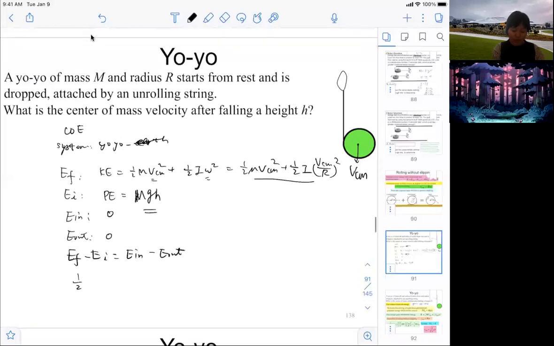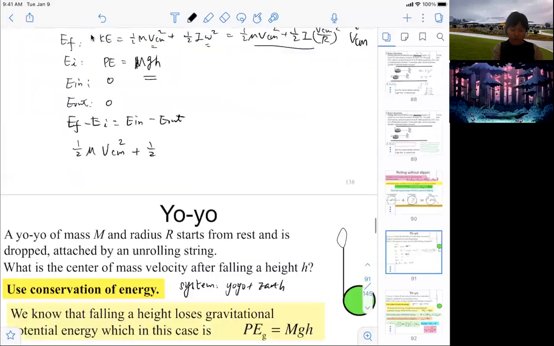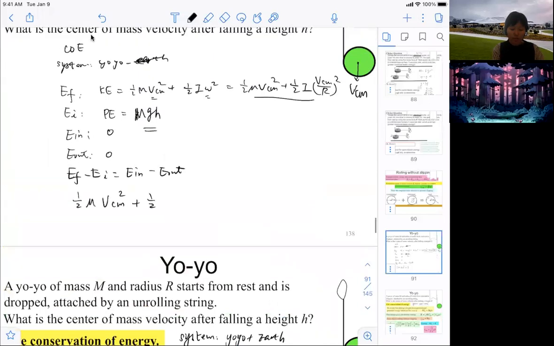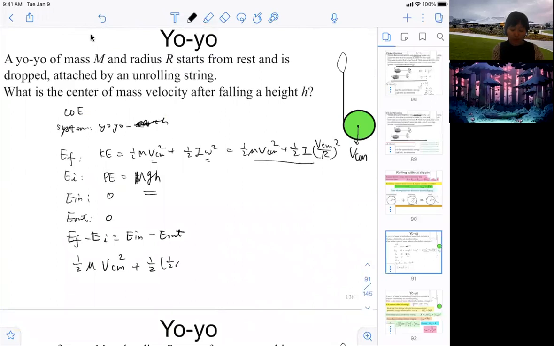Okay, one half m v squared plus one half I omega squared for the yo-yo. It is usually in the shape of a disc. So we know that for a disk, we can use one half m r squared for the rotational inertia. Okay, I'm going to replace I with that, and again, over r squared, with v the velocity of the center of mass squared. Okay, so this is equal to m g h. So you could do some quick cancellation.